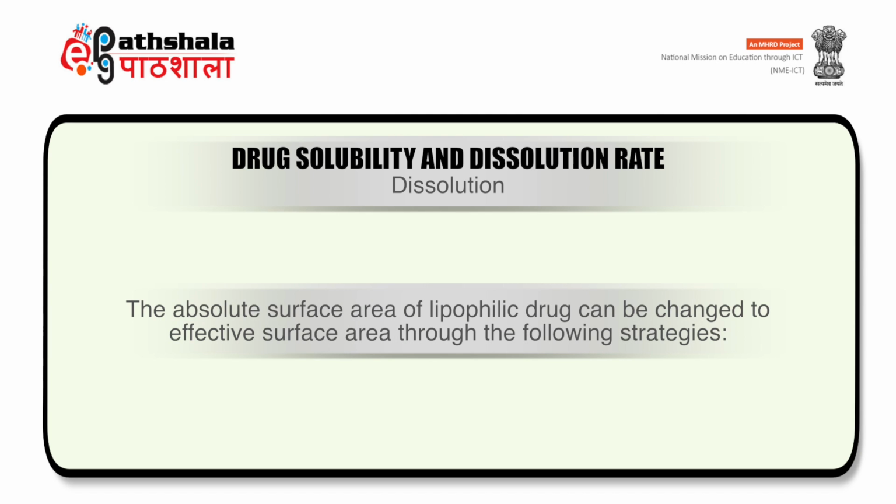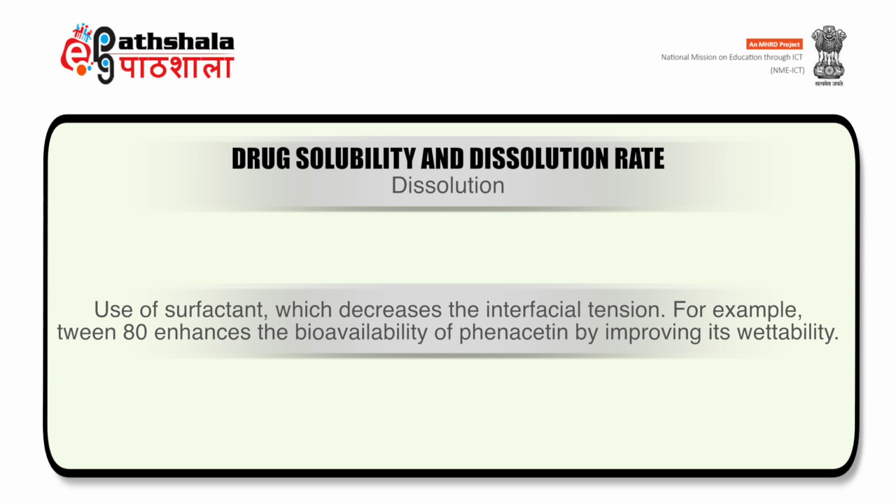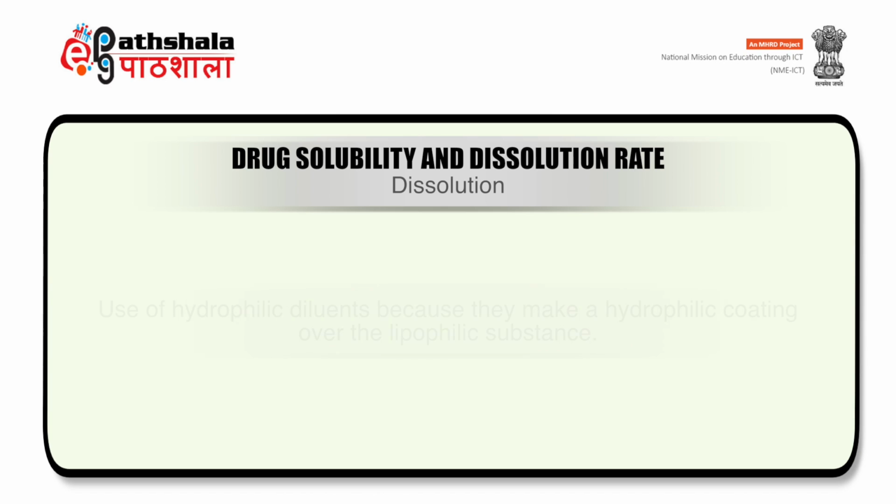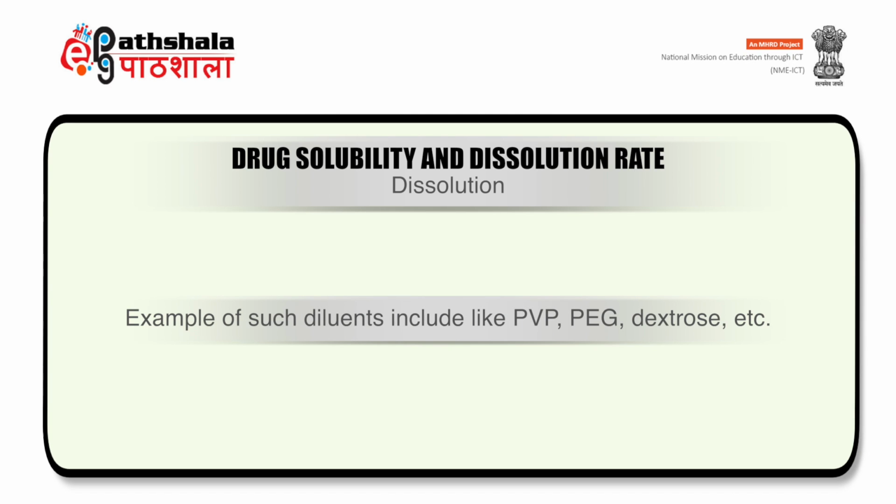The absolute surface area of lipophilic drugs can be changed to effective surface area through the following strategies: by using surfactants, which decrease the interfacial tension. For example, Tween 80 enhances the bioavailability of phenacetin by improving its wettability. By using hydrophilic diluents, because they make a hydrophilic coating over the lipophilic substances. Examples: diluents like PVP, which is polyvinyl pyrrolidone, polyethylene glycol, dextrose, etc.